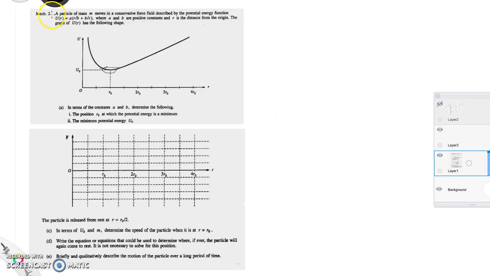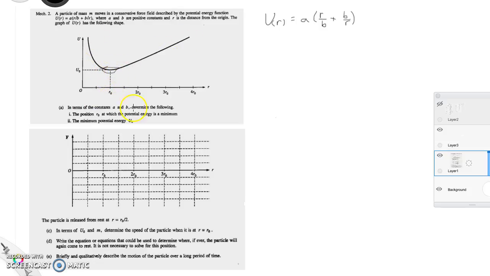Okay, and so this is the function for that graph. Let me write it out in a way that we can understand a little bit better: A times (r over b plus b over r). Okay, and it says A and B are constants, and r is the distance from the origin. And it says, in terms of A and B, determine the following. The first is the position r naught at which the potential energy is a minimum.